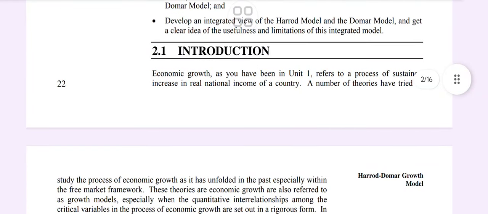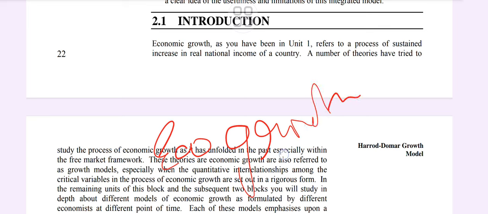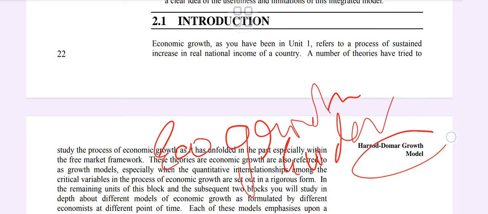Economic growth, as we already know, is an important thing. What is the important thing? There is a great difference between economic growth and economic development, and that is an important part in every respect. Okay, and this is one of the important models, the first model we can say for macroeconomics.